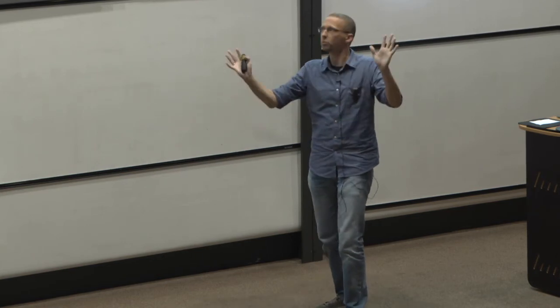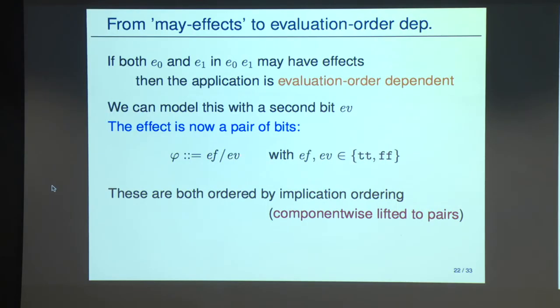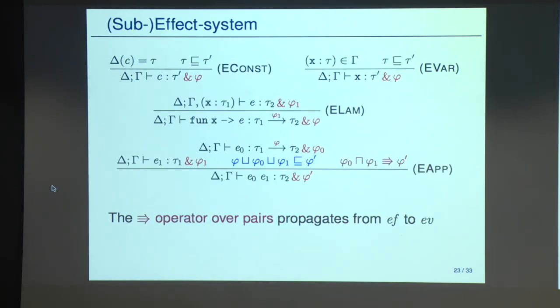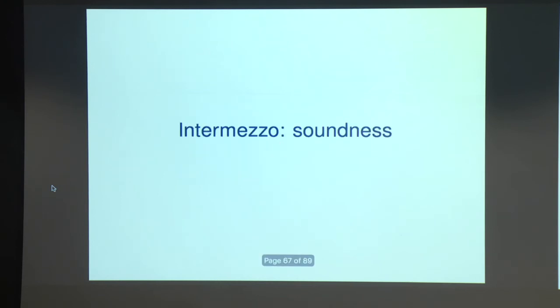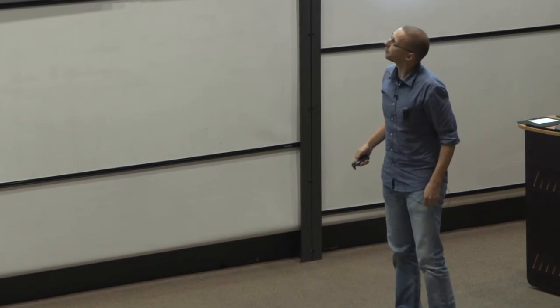So now we go crazy. We add that 2nd bit. Now we have 2 bits: an effect bit and an evaluation order dependence bit. And then we can refine that type and effects relation similarly. And then this funny application arrow says that it propagates that information from the effects bits to the evaluation order dependence bit.